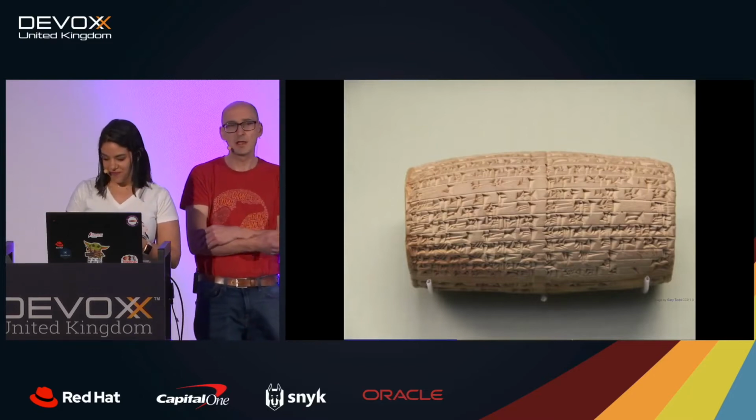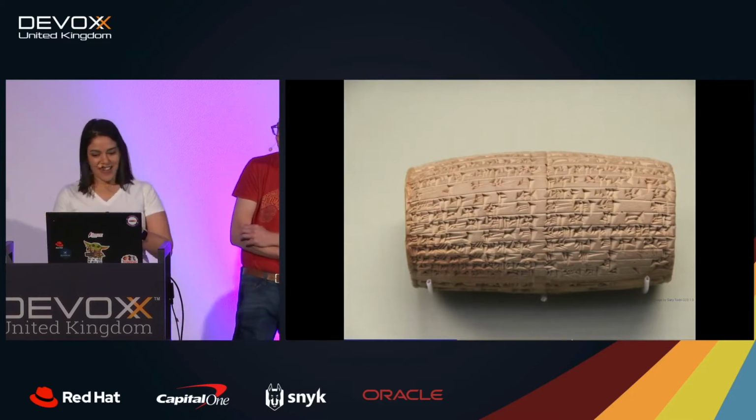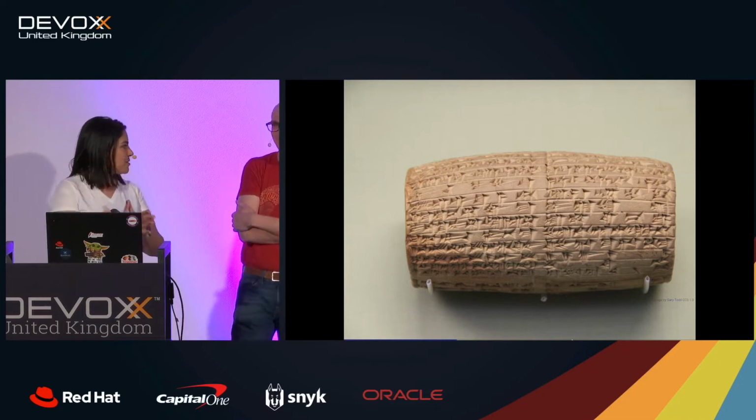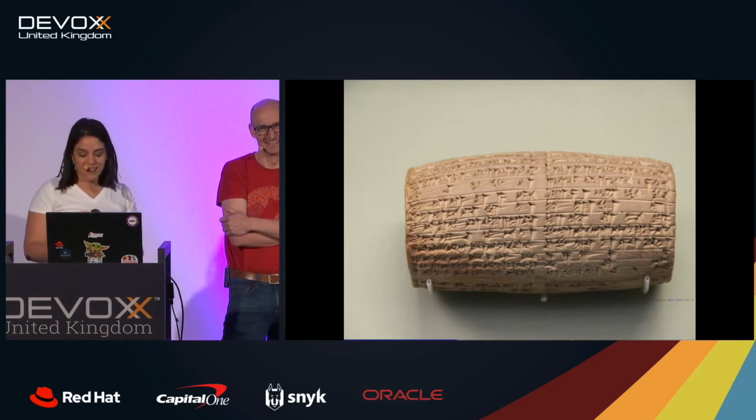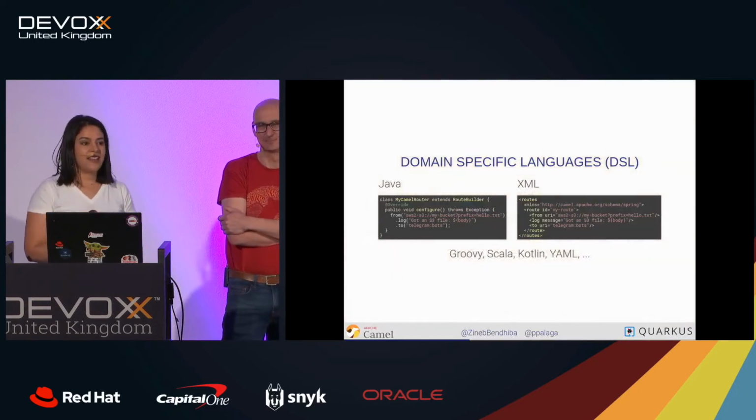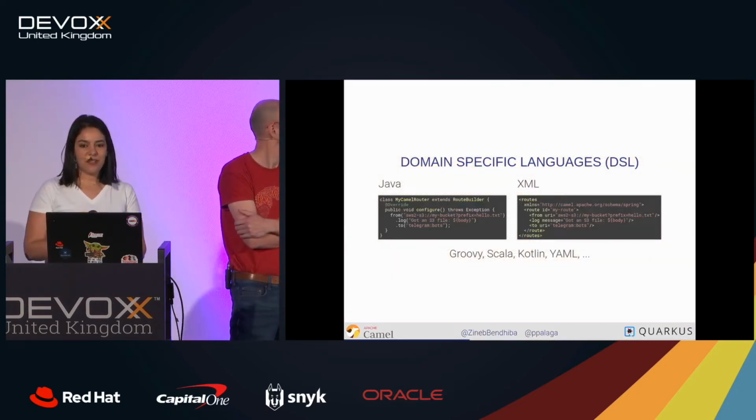Now, how do we implement those Camel routes? Not in this language, because we said that Apache Camel makes it easier. So how this is done is by giving us a DSL, a domain-specific language that is quite intuitive for people.